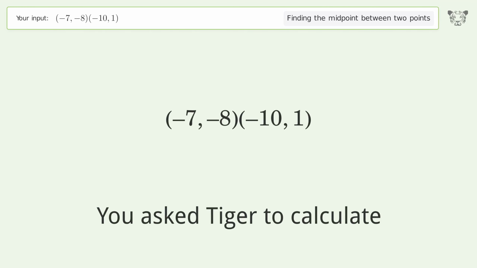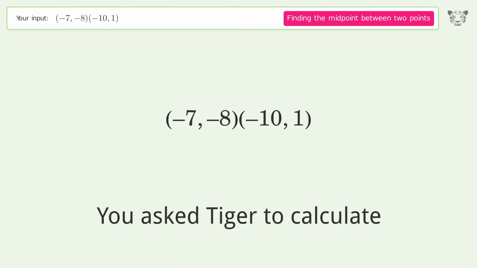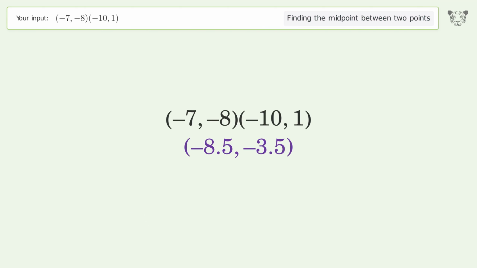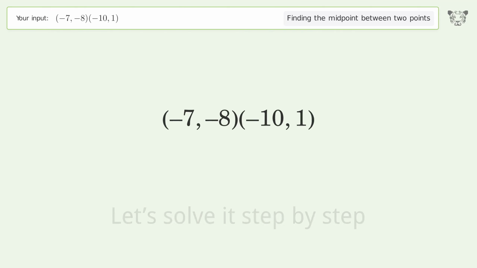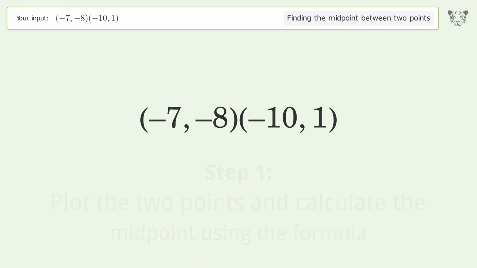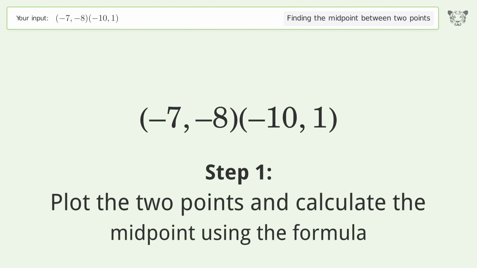You ask Tiger to calculate. This deals with finding the midpoint between 2 points. The midpoint between the 2 points is -8.5, -3.5. Let's solve it step by step. Plot the 2 points and calculate the midpoint using the formula.